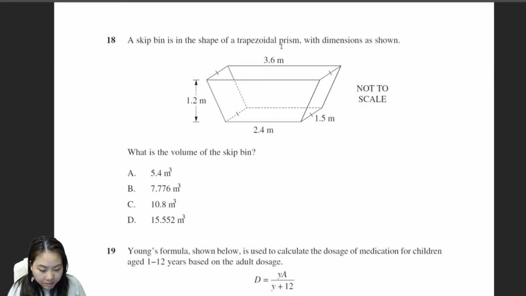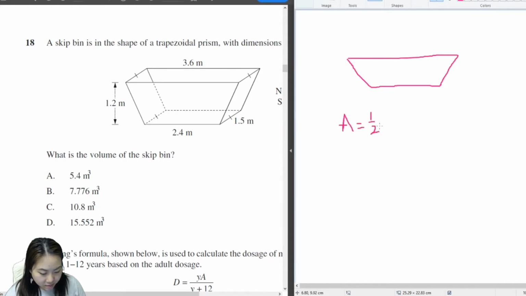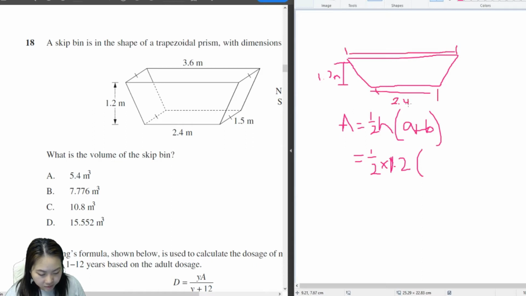A skip bin is in the shape of a trapezoidal prism with dimensions as shown, not to scale. What is the volume of the skip bin? Yay! Do you guys remember your area of trapeziums? Of course you do. Half of h, half of the height, a plus b. The height is this height here, not the slanted, but up and down, 1.2 meters. So half of 1.2. A is either this length or that length, whatever. And that's 2.4 meters, and that's 3.6 meters. So that's A and B there.